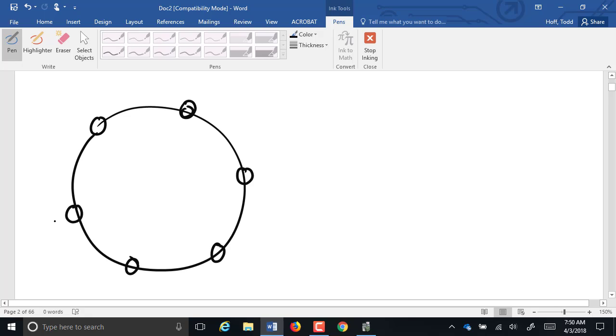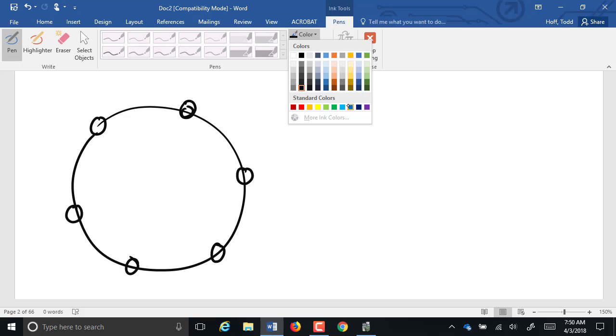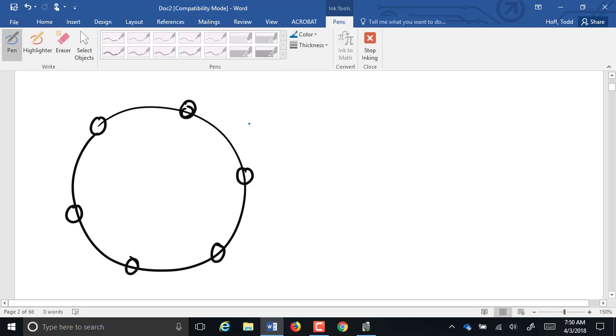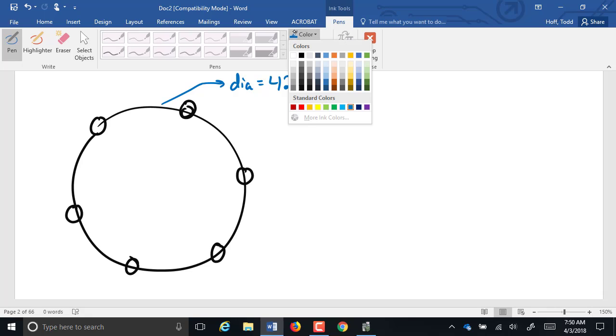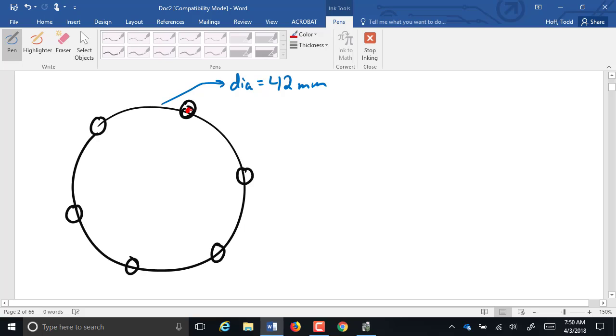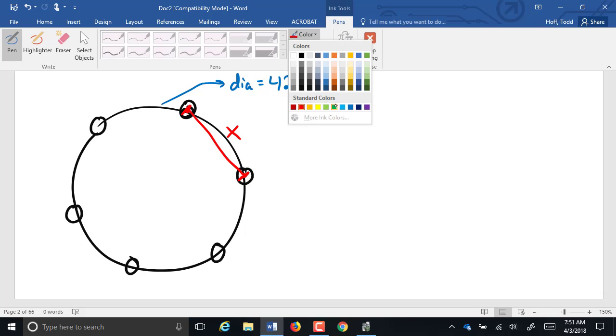Pretend those are evenly spaced holes on a circle with a diameter of 42 millimeters. How do I find the distance center to center from one hole to the next? Get a ruler.